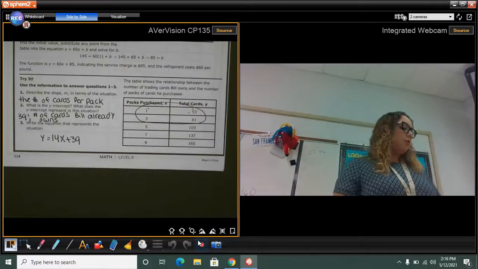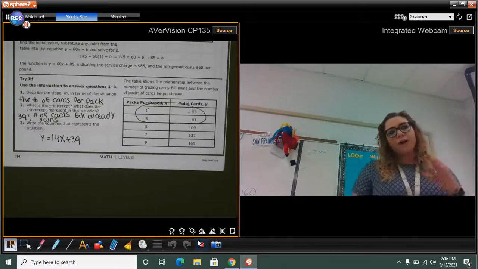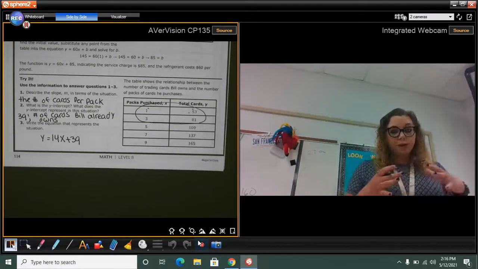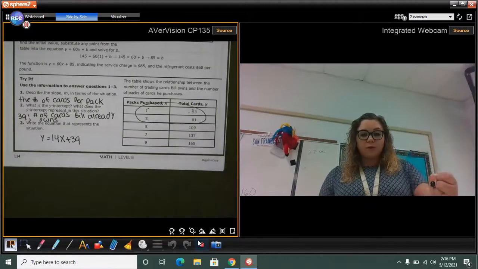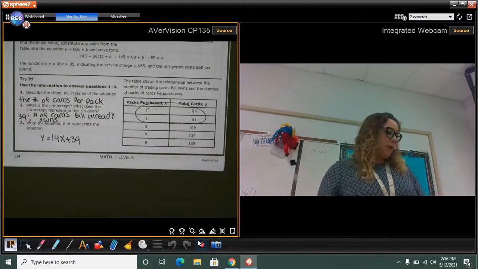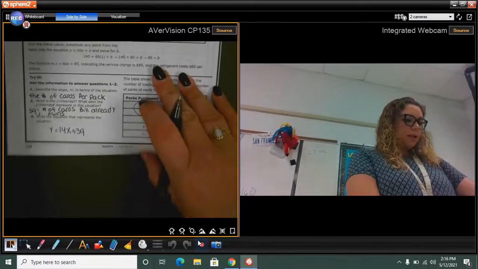Okay? And you will have questions asking you, what does the slope mean? What does the y-intercept mean? And it's really important that you keep in mind, y-intercept is your initial amount, is what you start with. Your slope is your rate. Okay? So turn to page 115.